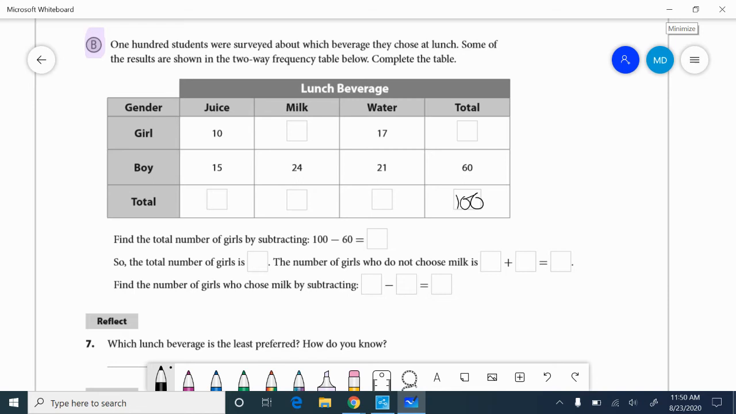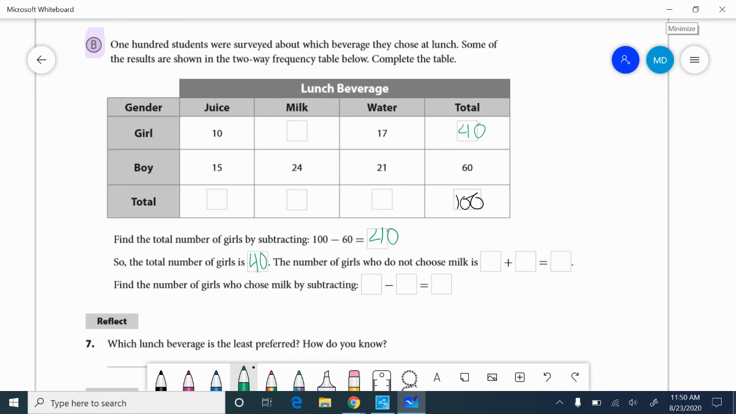Okay, so we are going to find the total number of girls by subtracting 100 minus 60, because we asked girls and boys and we know there's 60 boys, but there's 100 total. Well, then by subtracting, we are going to get 40, and that would go right here. It's like a puzzle, okay? So you just kind of work your way around until you get it all filled in. So the total number of girls is 40.